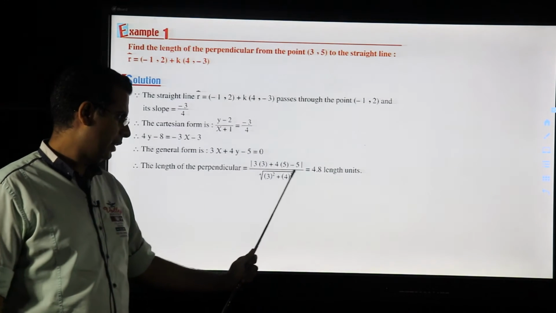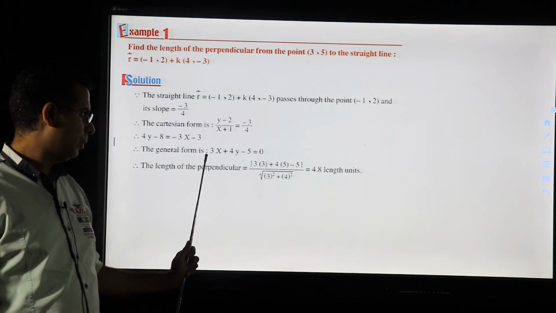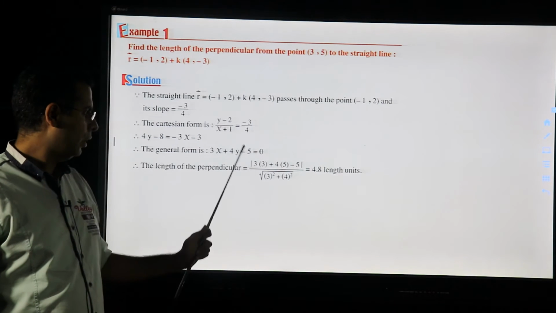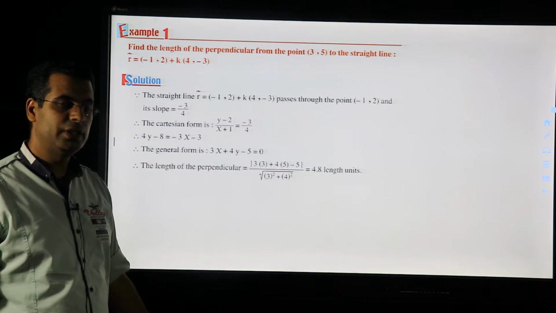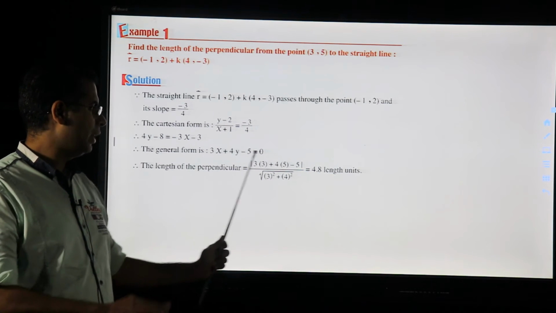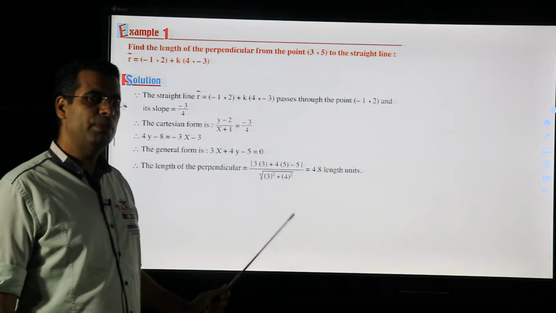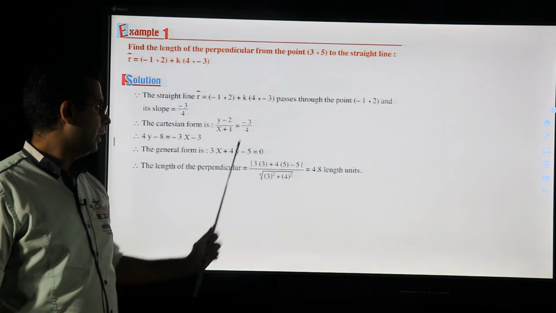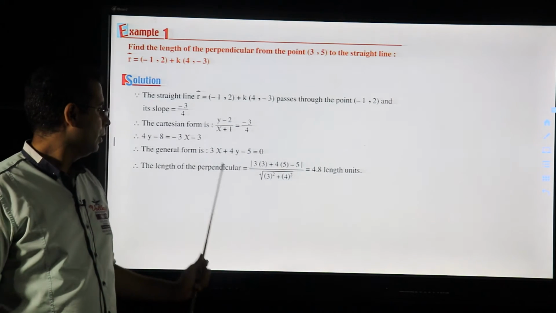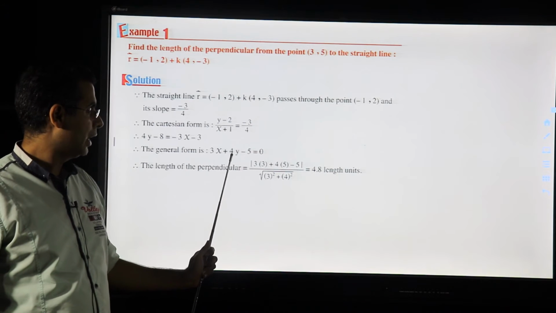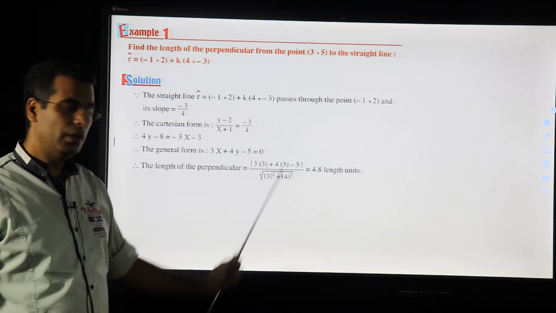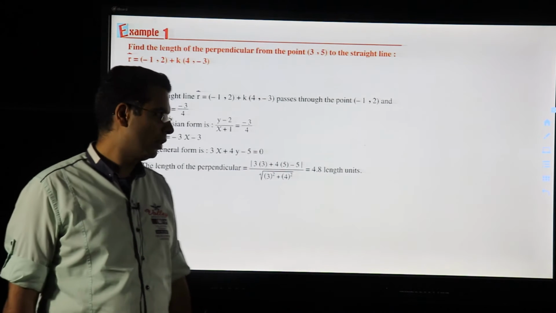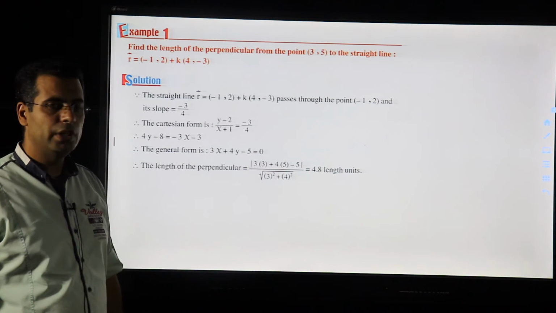First, we go down and take the square root of the coefficients: 3 power 2 plus 4 power 2, just like Pythagoras. Okay? Then on top, with absolute value, we do the substitution. How? We take the equation without the equals 0. We substitute: instead of x we put 3, and instead of y we put 5. Okay? So 3 times 3 plus 4 times 5 minus 5. Okay? Between absolute value, of course, because we want the length, we must find the positive value, which equals 4.8 length units.